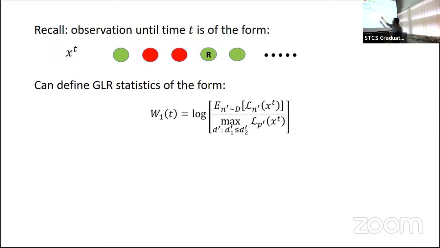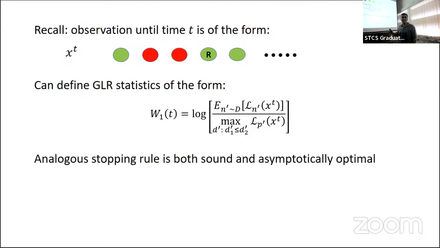Define some fake prior D over now my two-dimensional, non-negative integers space of instances. The numerator is basically the average likelihood of the observations averaged over that fake prior. The denominator is now the maximum likelihood over the competing hypotheses. Same thing as before. It turns out that exactly the same analysis, the same 4-line argument as before, shows that this is in fact sound. And an analogous argument as before shows that this is also asymptotically optimal.